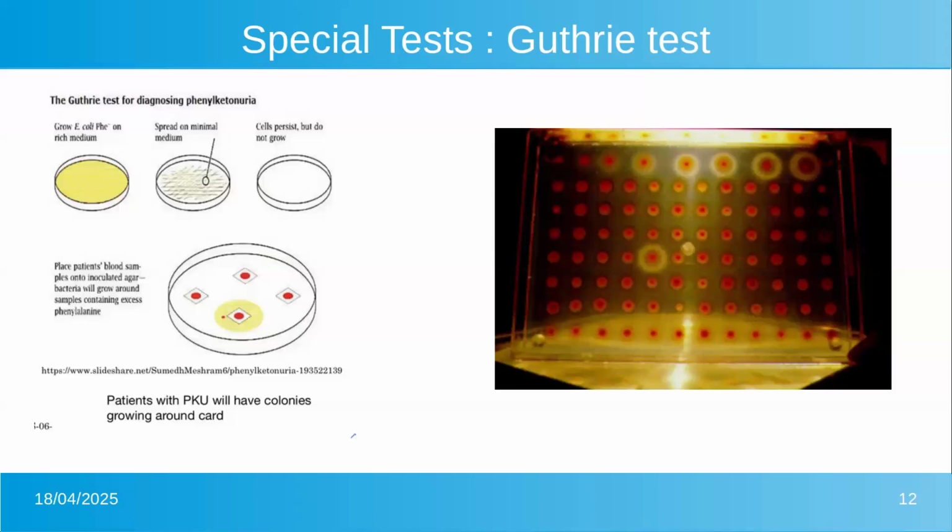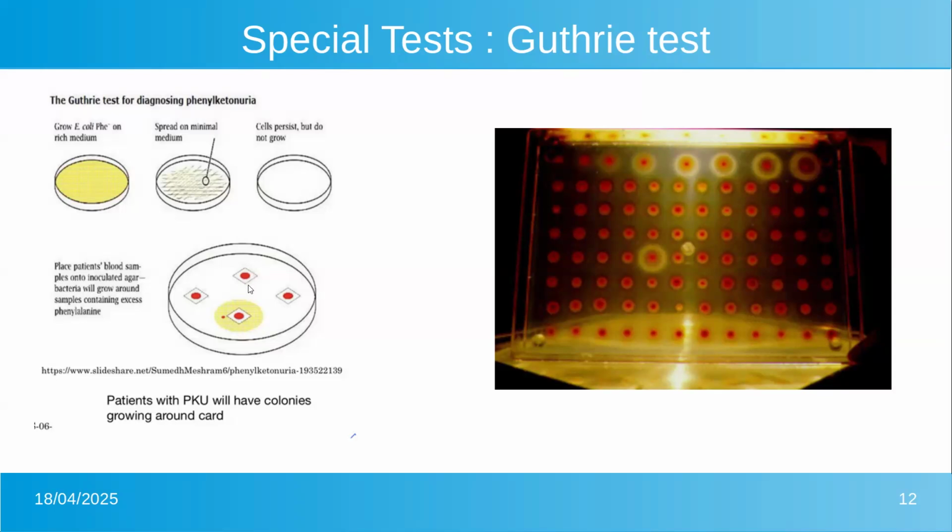And I'll just explain to you what exactly is Guthrie's test. So what happens is that bacteria, when you grow them in a culture medium, can easily grow. But if you put some chemical in the medium which destroys all the phenylalanine, then the bacteria, which need phenylalanine to grow, will not grow in a medium which does not have phenylalanine.